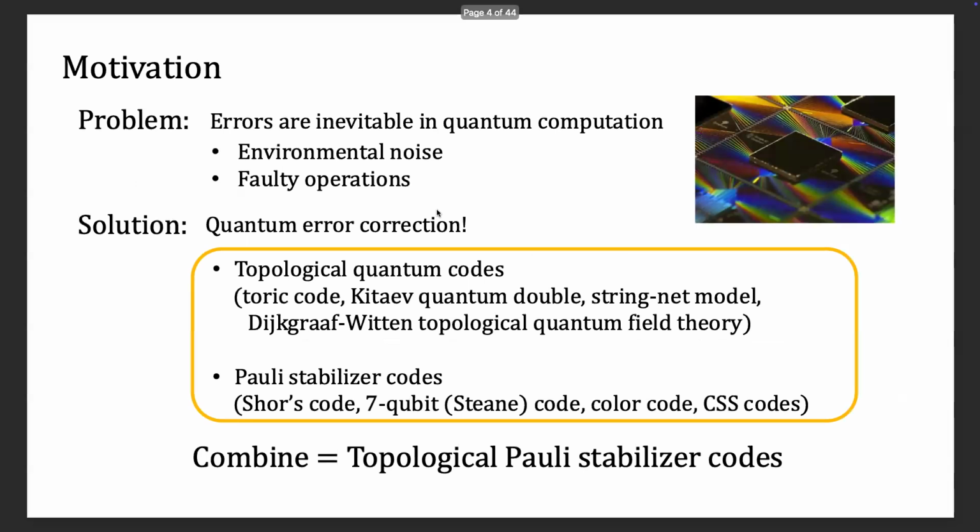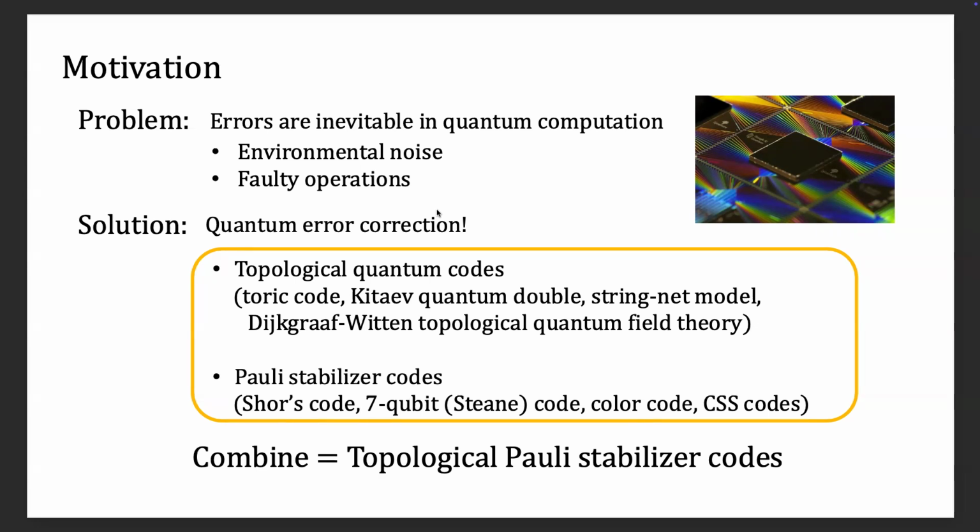Okay, so first, the motivation is obvious. We want to build a quantum computer, and we need to overcome many noises and faulty operations. Typically there are two strategies for doing quantum error correction. The first one, the bottom one, is called the Pauli stabilizer code. Actually, this is the first proposal, back in the early 90s, I think around 1995.